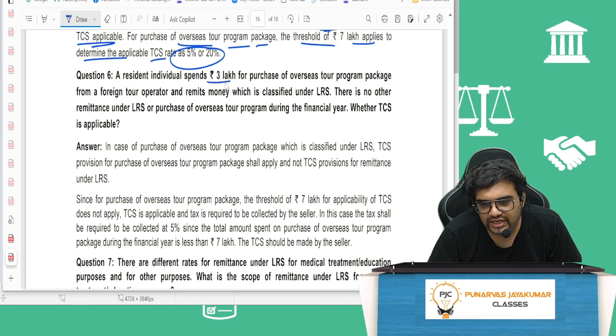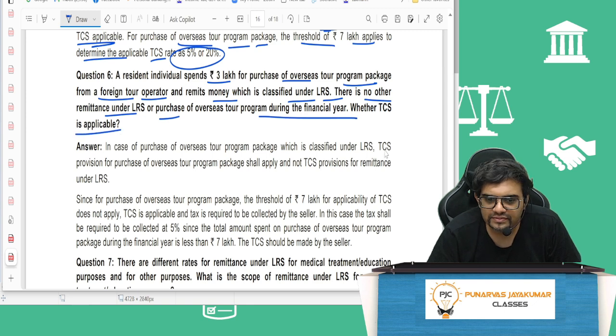A resident individual spends 3 lakh for the purchase of an overseas tour program package from a foreign tour operator and remits the money, which is classified under LRS. There is no other remittance under LRS. Whether TCS is applicable? Since it is for the purchase of an overseas tour program package, the threshold of 7 lakh does not apply. TCS will be applicable and tax is required to be collected. As I told you, there is no exemption there. 5% you should collect.